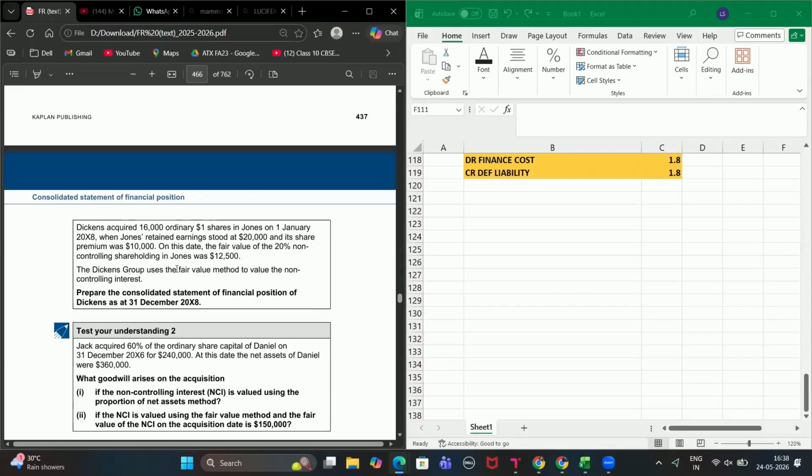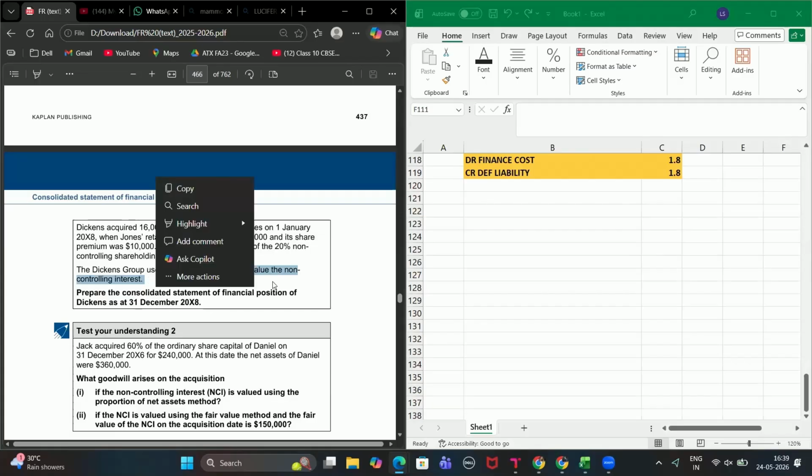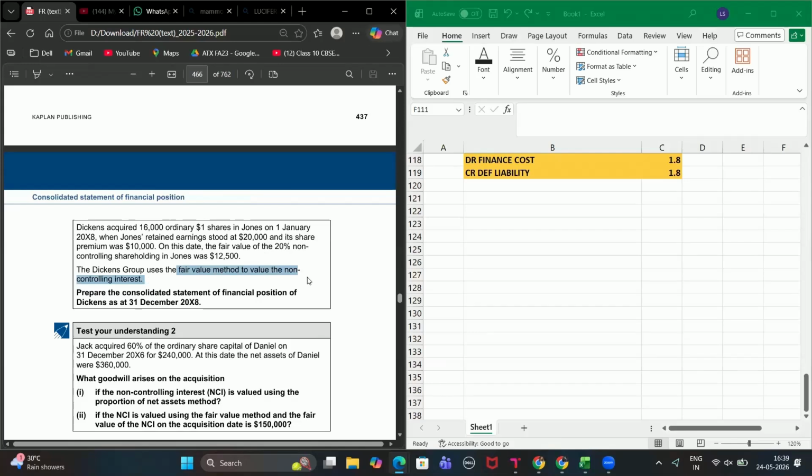The Dickens Group uses the fair value method. See, I told you, right? There are two methods to calculate NCI. One is fair value. What is the other one? What is the other method? I've told you yesterday. What is the other method in order to calculate NCI?